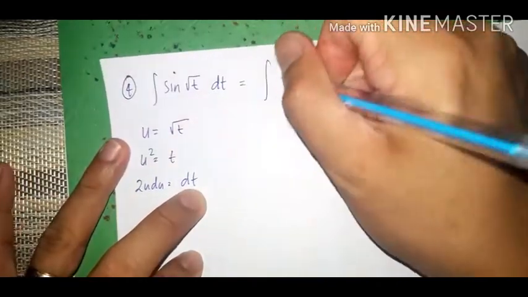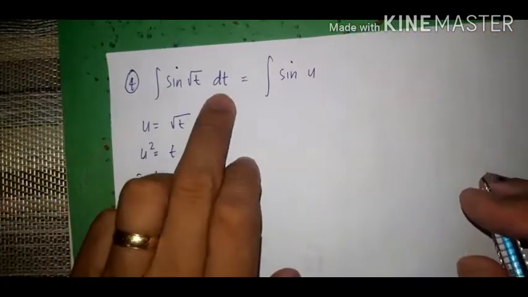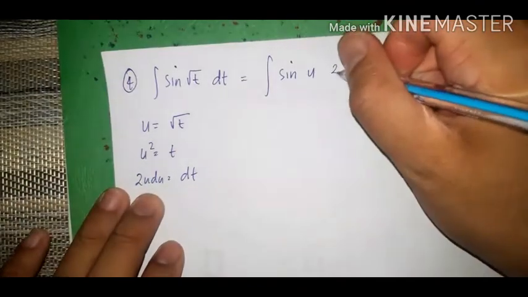So this is equal to integral of sine. What's the square root of t? That's your u. And what's dt? That's 2u du.